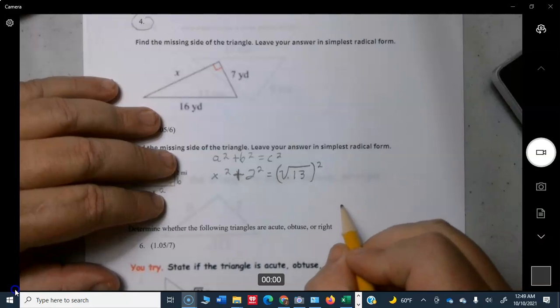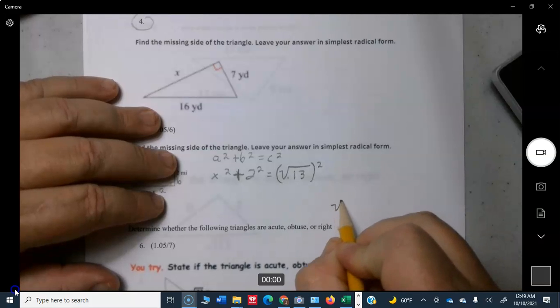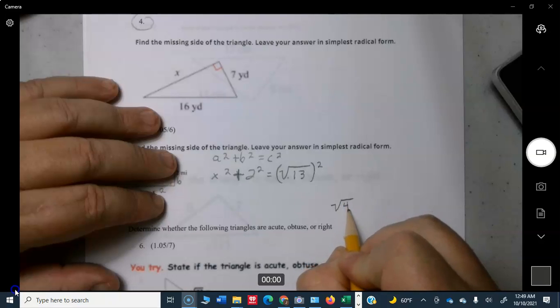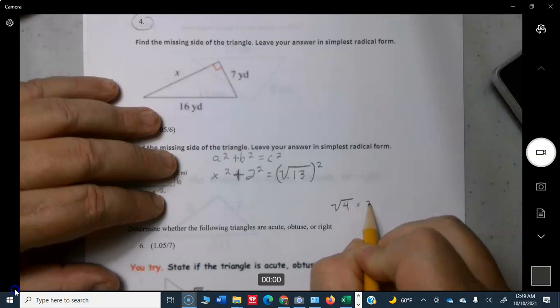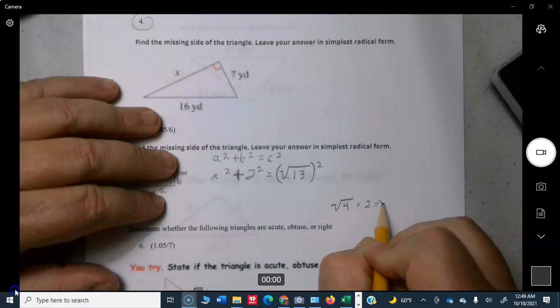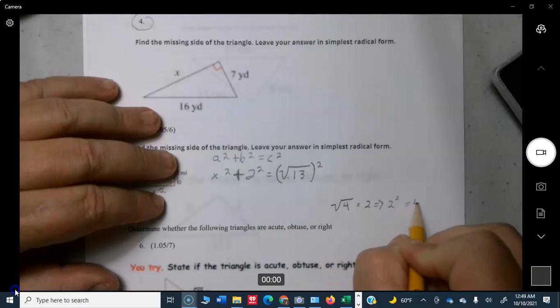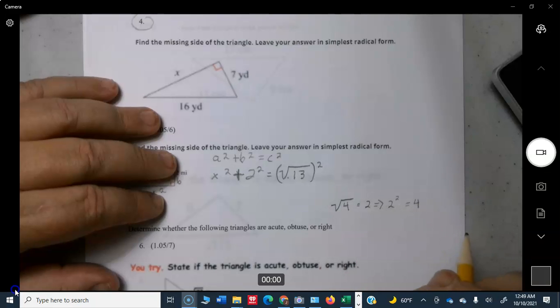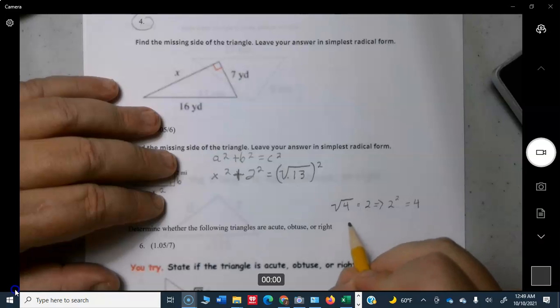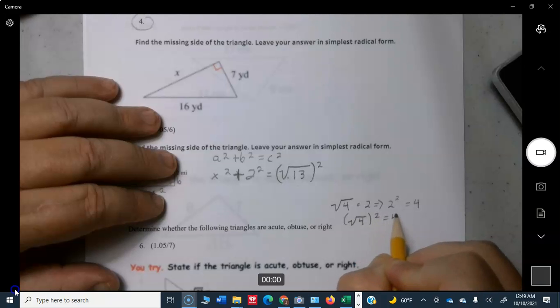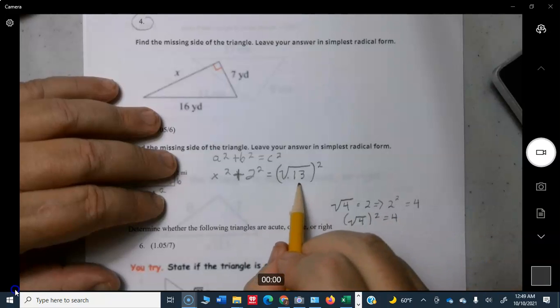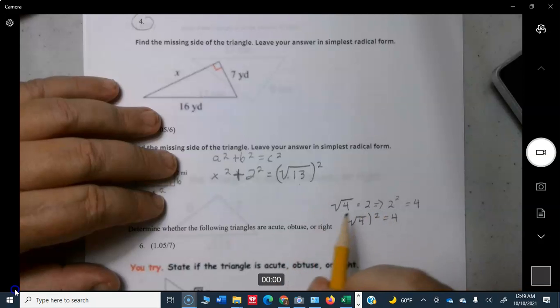Again, let me give you an example. If I take the square root of 4, that equals 2. If I then take 2 and square it, it gets me back to 4. Okay? So that's an inverse. So what it means is if I take the square root of 4 and square it, I get 4. Alright, so if I take the square root of 13 and square it, I get 13.